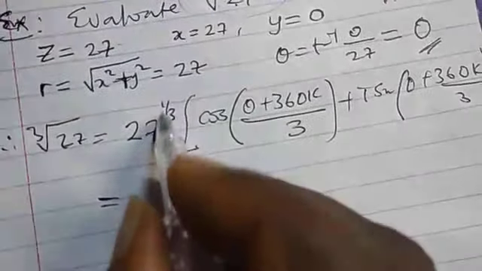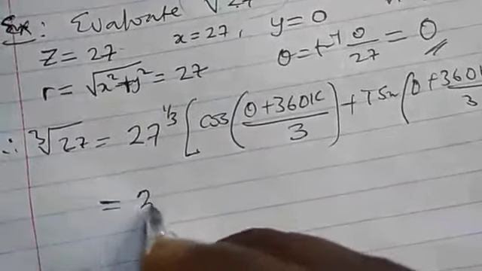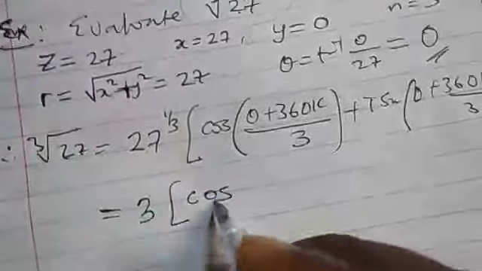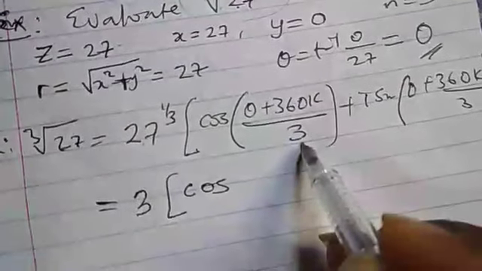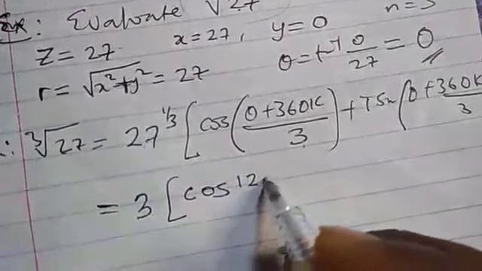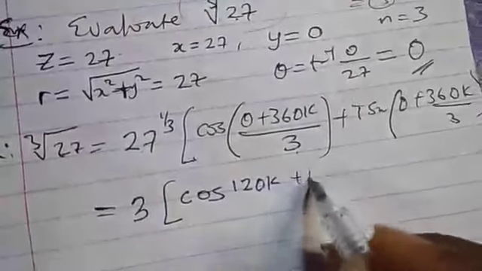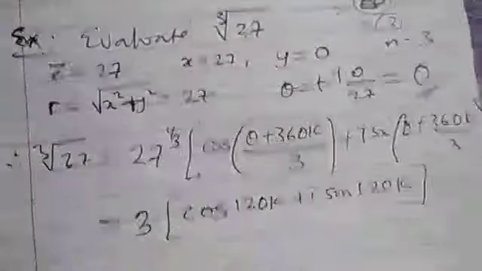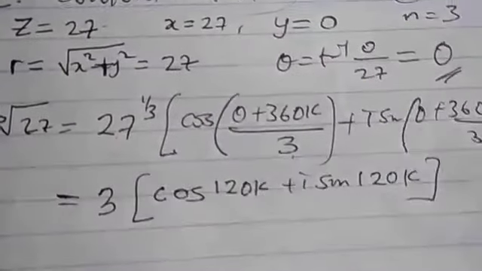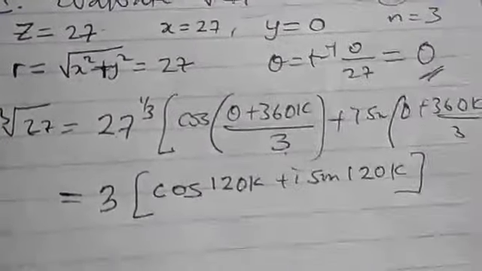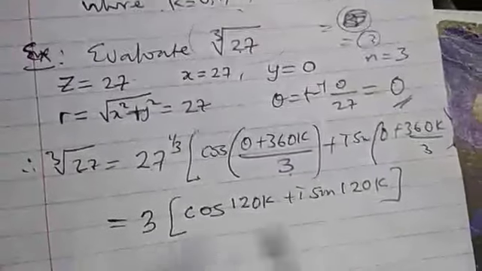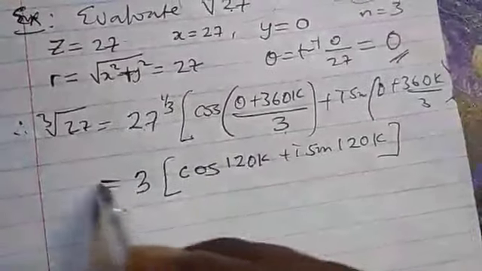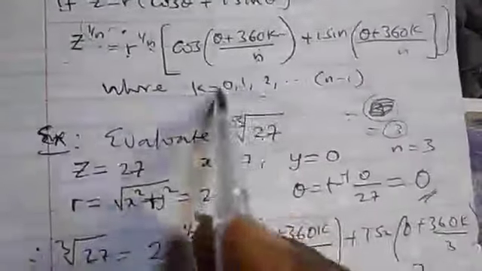And cube root 27, raised to power 1 over 3, is just 3 by indices. What we have left is cos 360 divided by 3, that is 120k, plus i sin 120k. So that is what we are going to have. Now we will start to look for the values of all this using the values of k here.